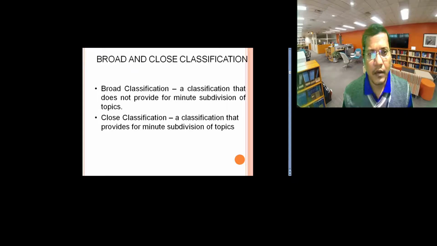Now the two things: broad and close classification. Broad classification is a classification that does not provide for minute division of a topic. And close classification is a classification that provides for minute division of a topic. So it is called close classification.